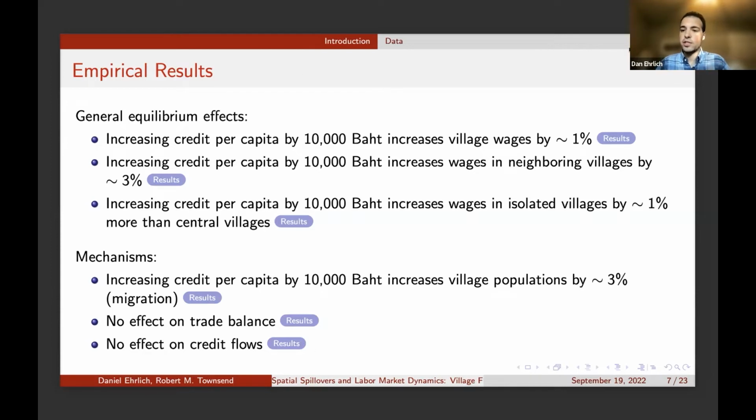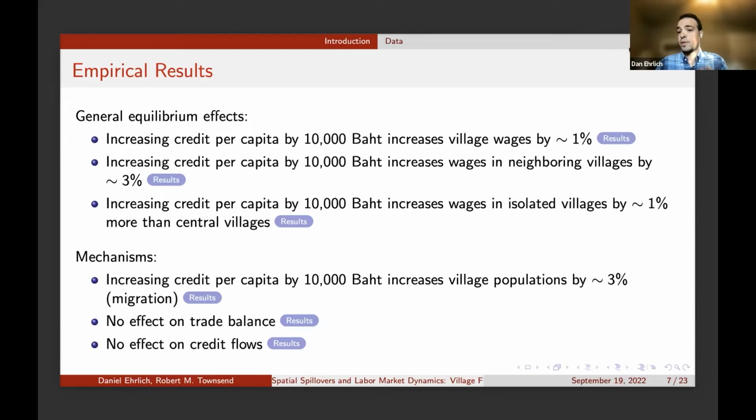This doesn't necessarily rule out commuting, but it does include migration. It's one of the key mechanisms because commuting alone wouldn't generate population increases. Next we turn to trade balance, thinking about trade, and we find that there's no effect on the trade balance or imports. And so we rule out trade as one of the mechanisms through which these spillovers operate.